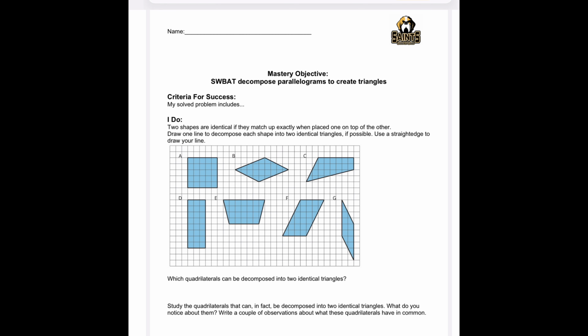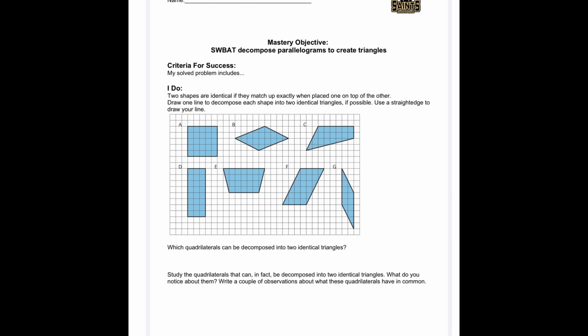So the question I'm asking myself is, how can I make this quadrilateral into 2 congruent triangles? And then 3, identify the base and height of the dimensions or of the shapes. Okay. So this I do says 2 shapes are identical if they match up exactly when placed on top of each other. You're going to draw a line to decompose, meaning to break apart, each shape into 2 identical triangles.